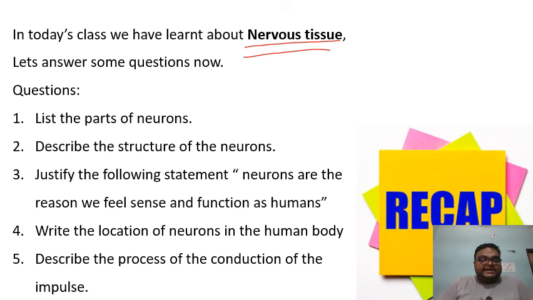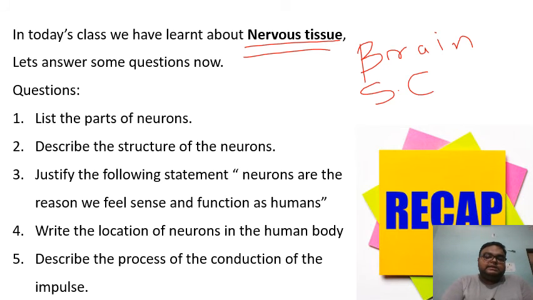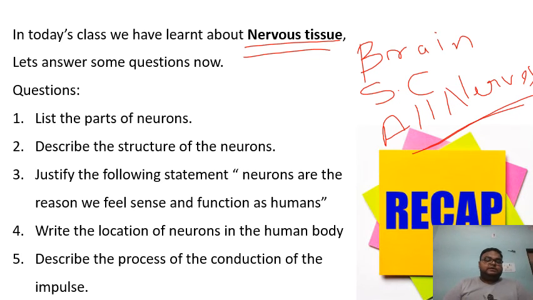Okay. So the next question here is: write the location of neurons in the human body. What are the different locations of neurons in the human body, students? Okay. First one we can write is the brain, then spinal cord, then all the nerves. These are all made up of what? These are all made up of neurons, right?